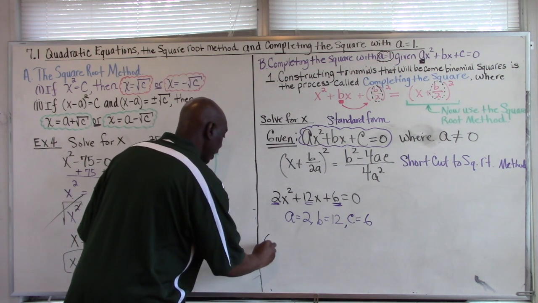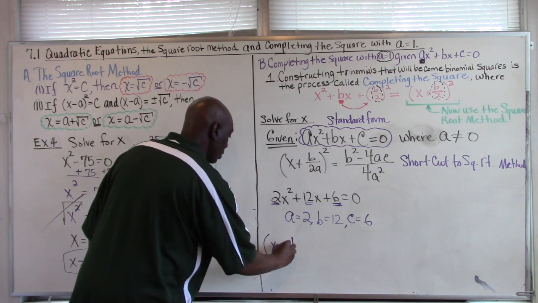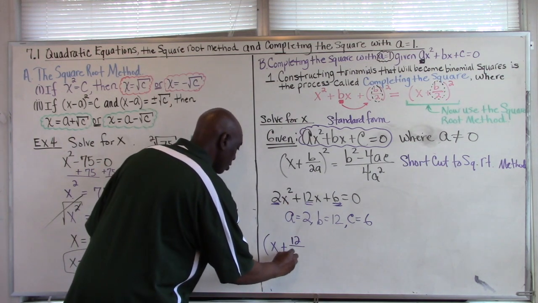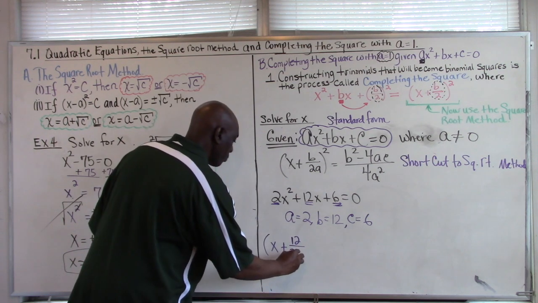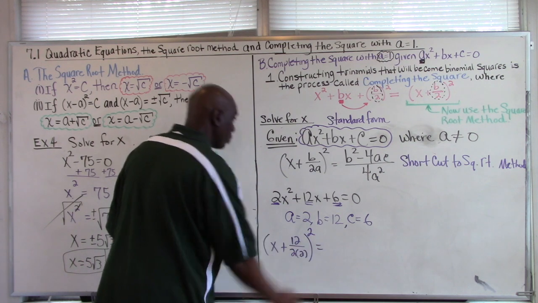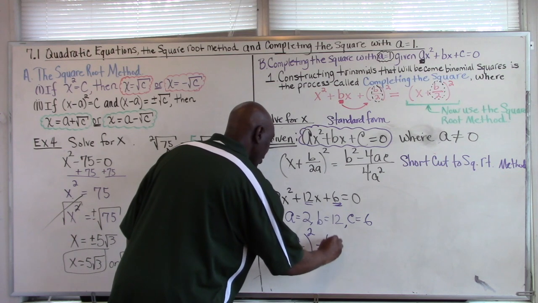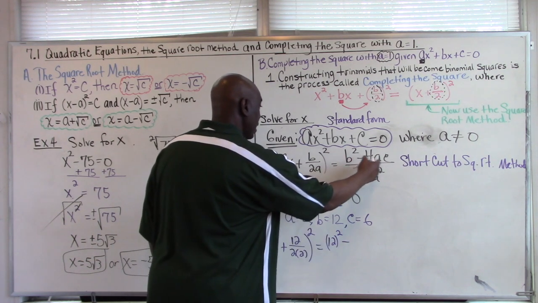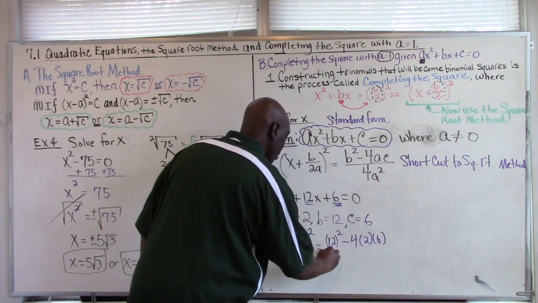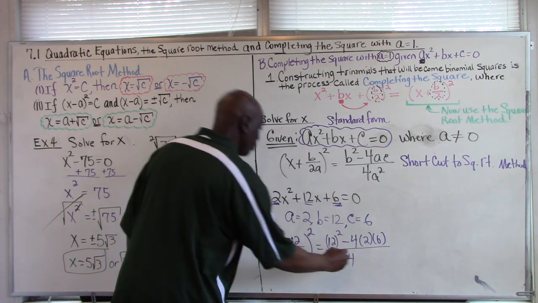So what do we know? x plus B. What is B? 12 divided by 2 times A. What is A? 2. Close it off. Square it. Equals B squared. That's going to be 12 squared minus 4 times A times C, 4 times 2 times 6, all divided by 4 times A. What is A? A is 2.